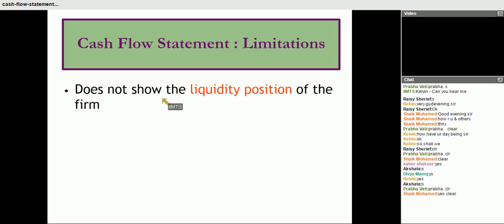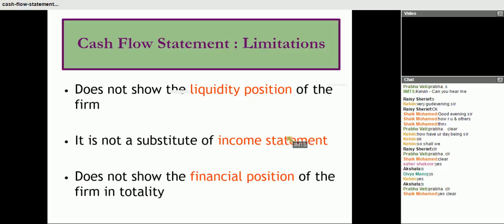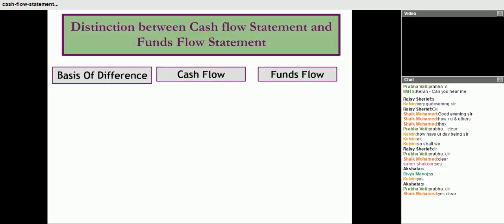Limitations of cash flow statement. It does not show the liquidity position of the firm. It is not a substitute of income statement, right? So income statement shows the full liquidity position of the firm. Does not show the financial position of the firm in totality. Now let's see the difference between cash flow statement and fund flow statement. Right? These two are different things. Don't get confused between them.